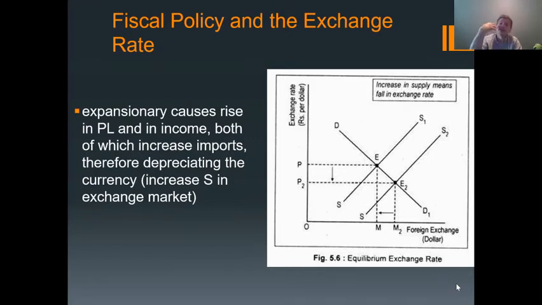Fiscal policy. If you have expansionary fiscal policy, just like if you have expansionary monetary policy, you will have a depreciation of your currency. That's because, once again, you have a rise in your price level. If you look at that versus your exports, you will have, once again, a decrease in your exports, decreasing demand for your currency. But you could also have an increase in your income. So you'll have an increased real GDP. And once again, people have more money. Some of that's going to be going into the foreign exchange market, increasing the supply of your currency, therefore depreciating the currency.